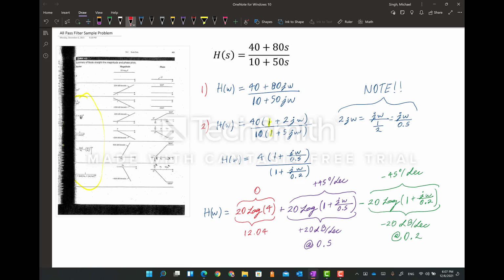And what we need to take note of, this is very crucial, is that you can't have a number being multiplied to the j omega. You can only have a number in the denominator, or the j omega being divided by a number. So in the case of the 2j omega, and you can do this with any number, we rewrite it such that it's in the denominator. So 2j omega becomes j omega over 1/2 or j omega over 0.5. So that's going to be step 3, where we rewrite our equation in that form.